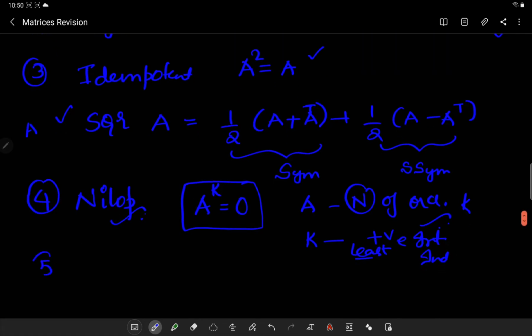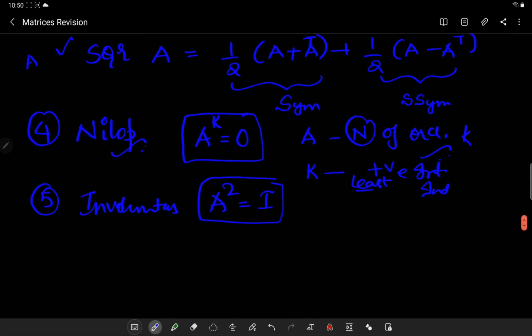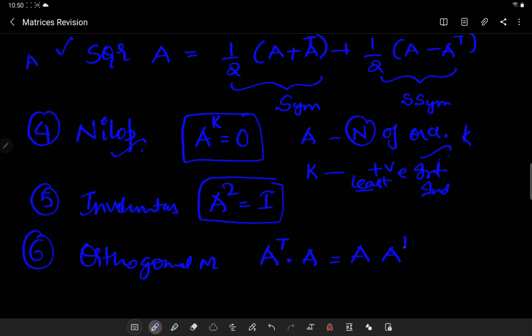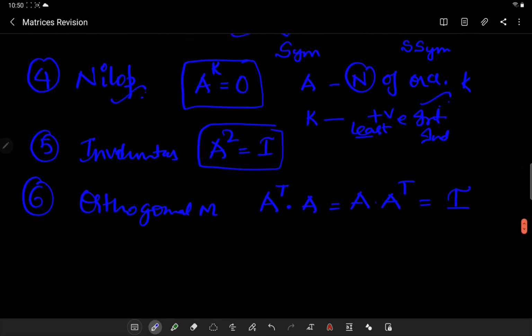Next, we have a special type of matrix called involutory matrix, where A square is equal to I. And lastly, you have another matrix which is called orthogonal matrix, where the product of A transpose into A, either way, is equal to the identity matrix.